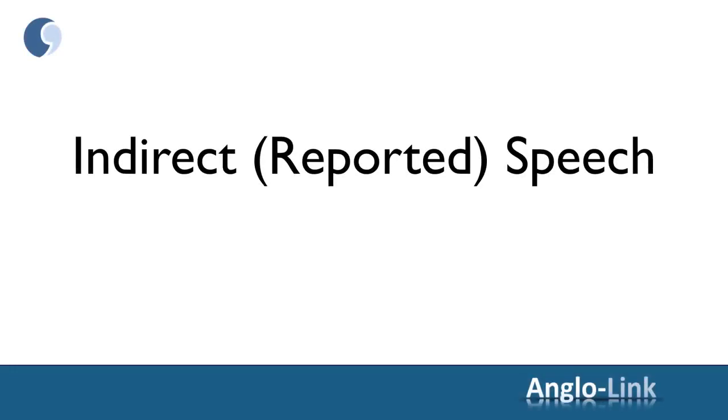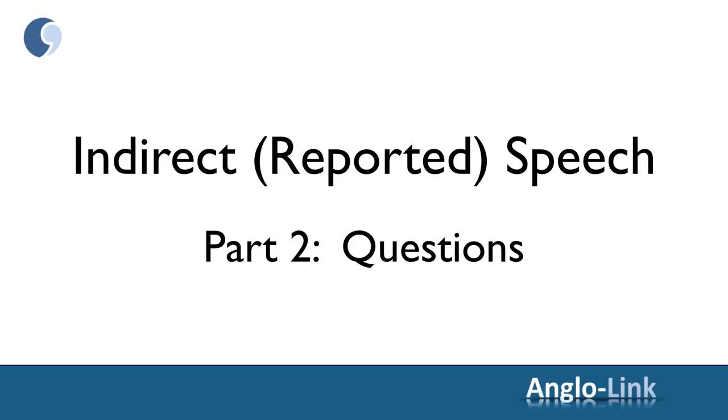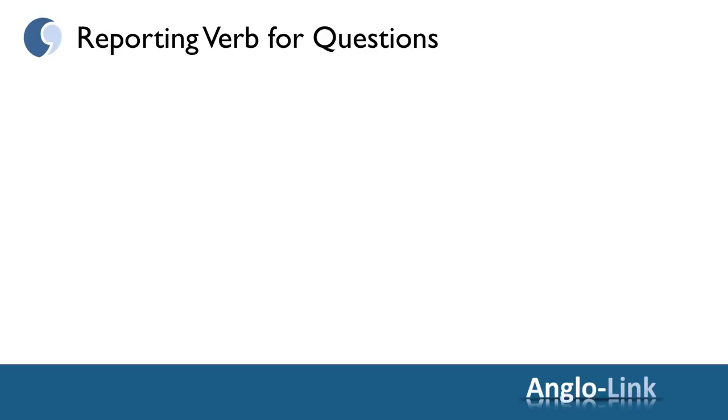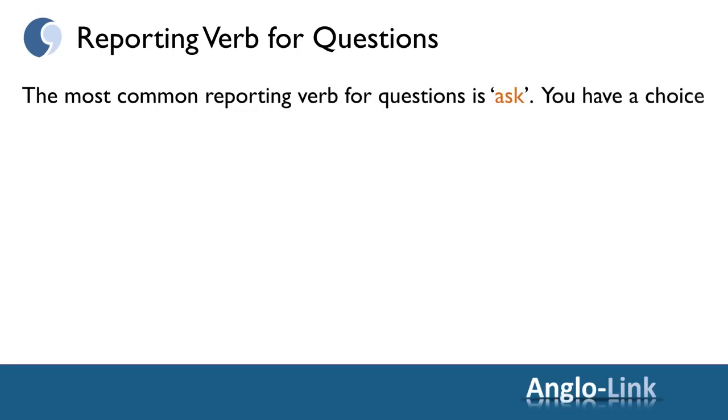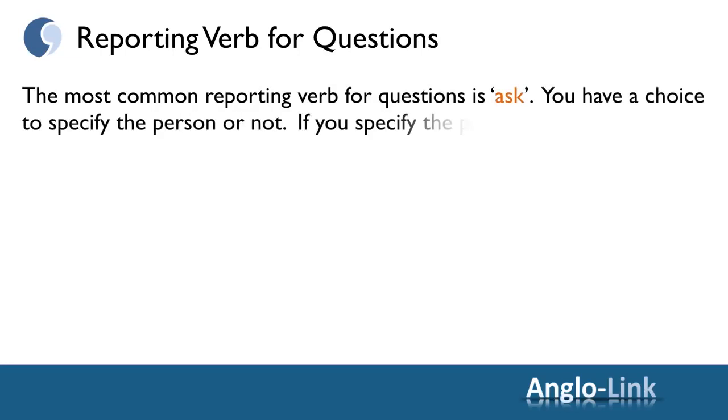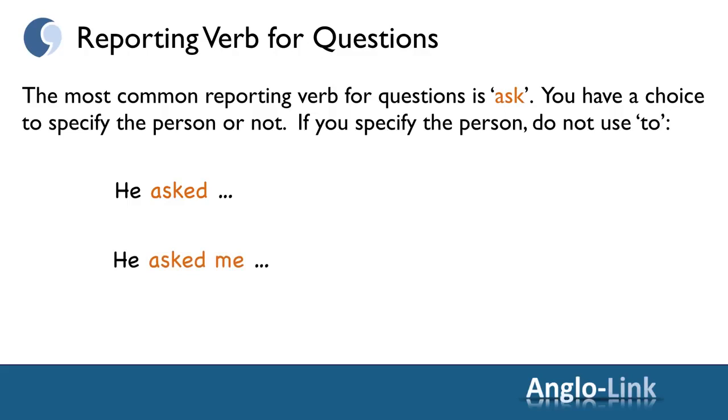Indirect or reported speech. Part 2, questions. Let's look at the reporting verb for questions. The most common reporting verb for questions is ask. You have a choice to specify the person after ask or not. If you specify the person, do not use to. So you can say he asked, or he asked me, he asked him, he asked Jane. Avoid saying he asked to me or he asked to him, etc.